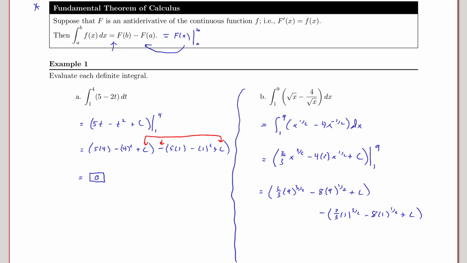So you can see again here that our c's are going to subtract away. So because of that, when we do definite integrals, we tend not to write the plus c. But you have to remember to include it for indefinite integrals.